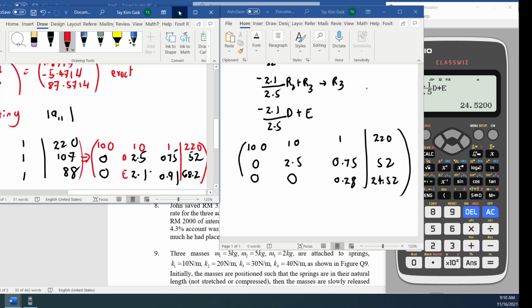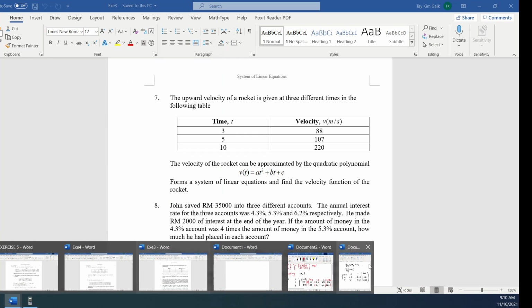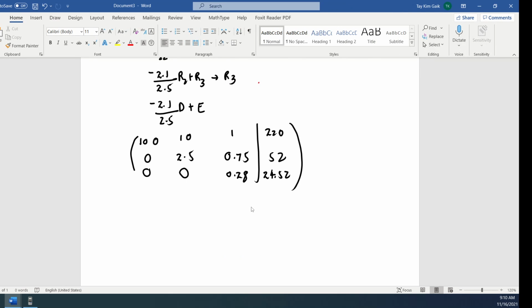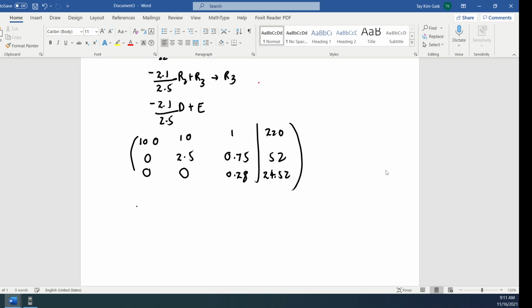Of course, you may solve it manually from the last equation, that's what we call backward substitution, or you may just directly key in this upper triangular matrix to your equation mode in your calculator. It will be much faster.